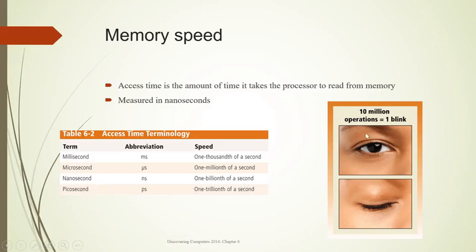Picoseconds. So here you can see when you blink your eye, it is like 10 million operations' time. That means the one blinking time of your eye is similar to the 10 million operations that can be done in the processor. Okay, so then you can imagine what kind of speed is in there.